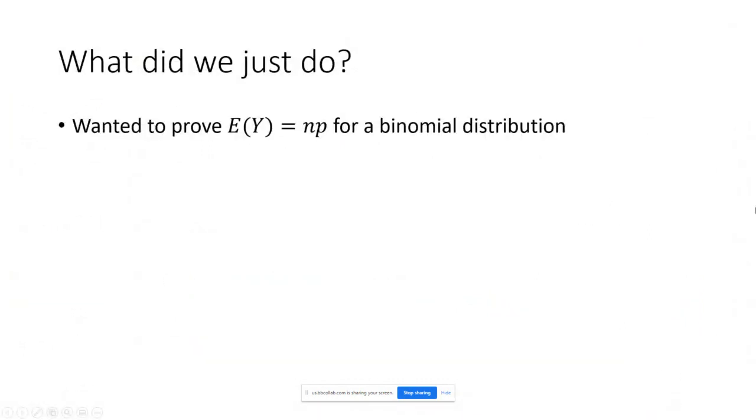to go over the key points, because these are ideas that will come up again and again when you're trying to prove things about the expected value or variance of lots of different distributions, not just the binomial. So what we wanted to prove in that proof was that the expected value of y for a binomial distribution had a particular formula. So in this case, n times p.